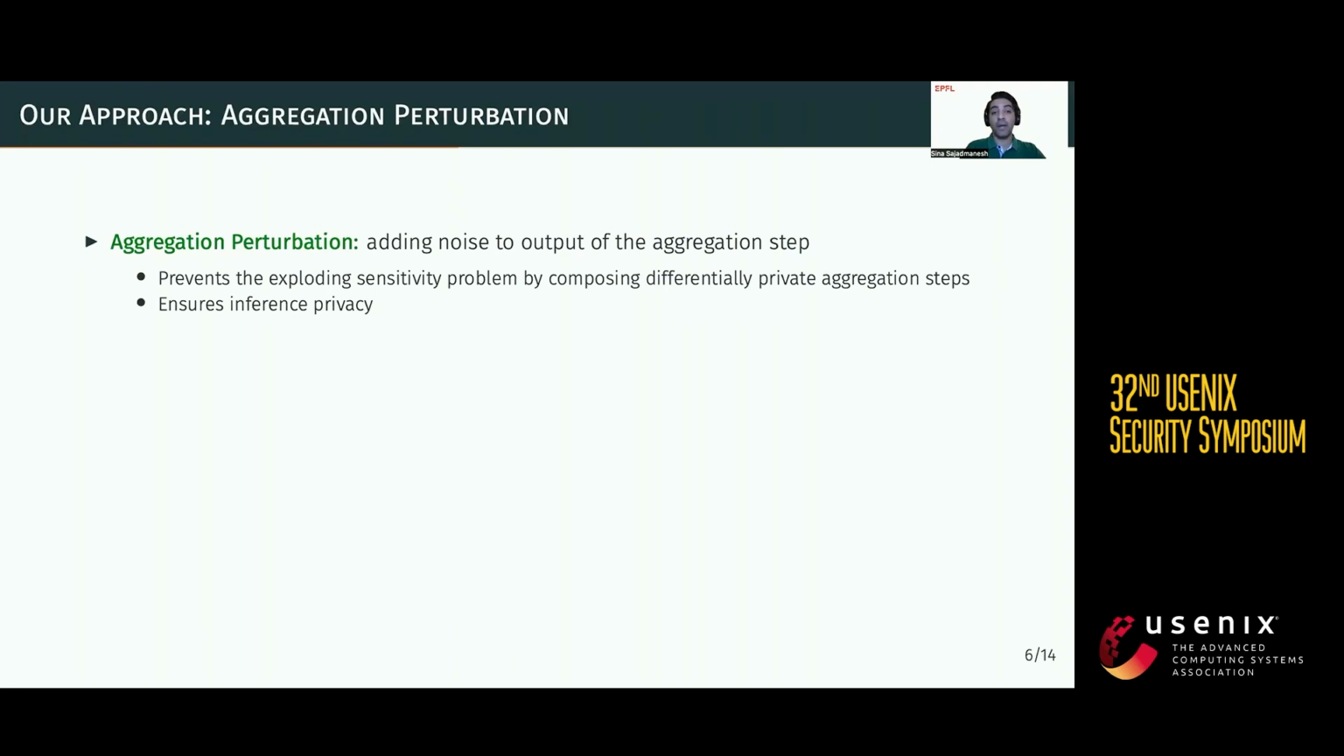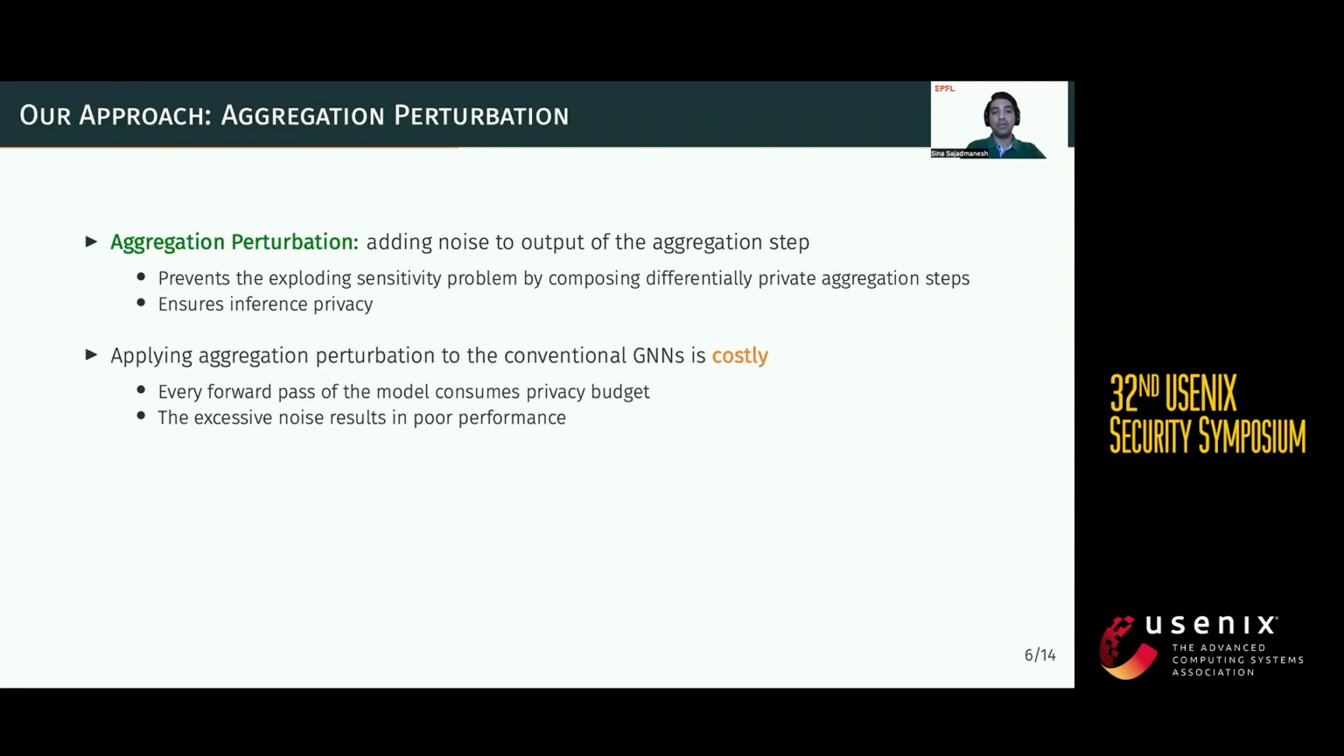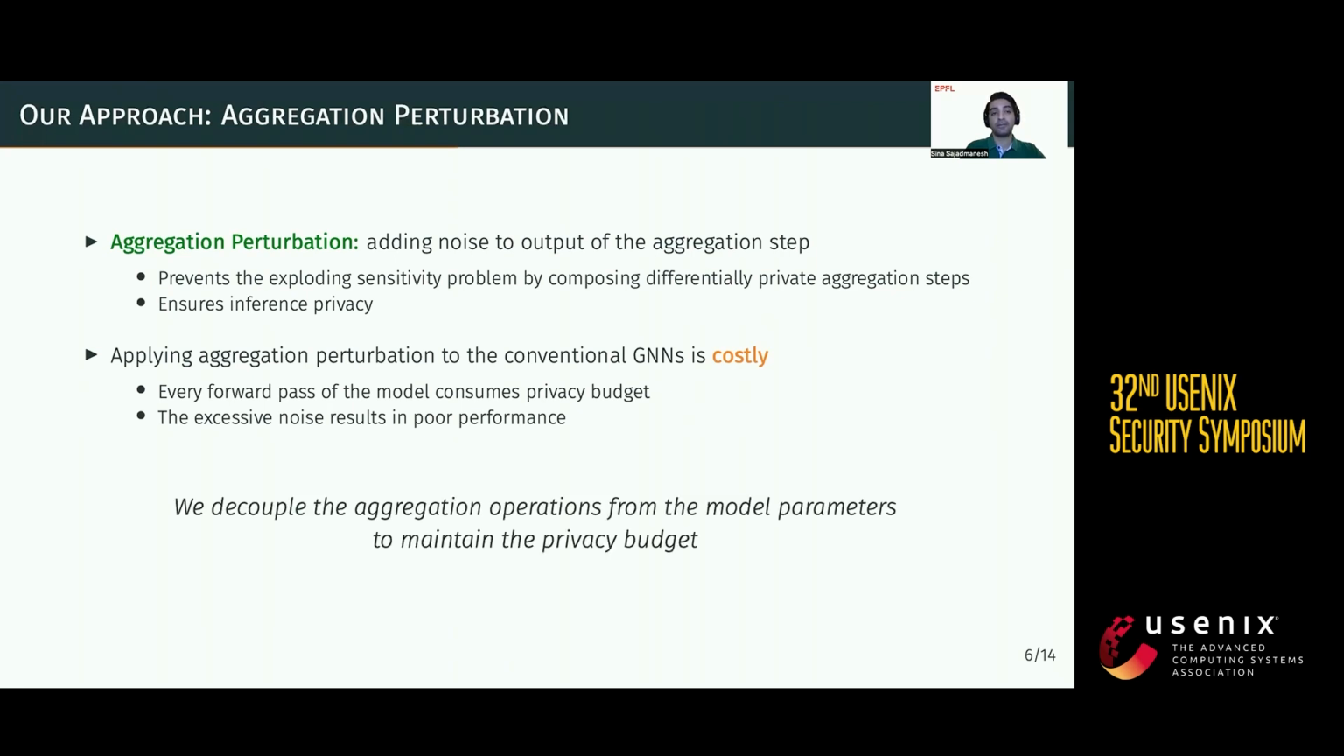And so the whole forward pass of the model becomes a composition of smaller differentially private steps. And because the forward pass becomes DP, the output of the model also becomes DP, so it ensures inference privacy as well. But using this aggregation perturbation approach with standard GNN models would be very expensive in terms of privacy cost, because then we need to add noise at every forward pass and every layer of the GNN and at every training iteration.